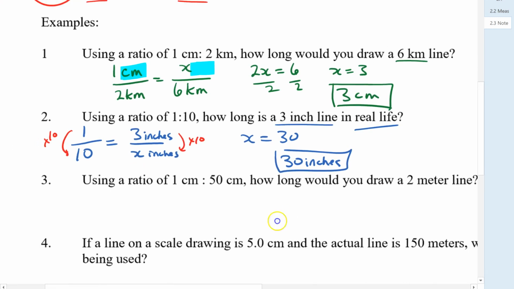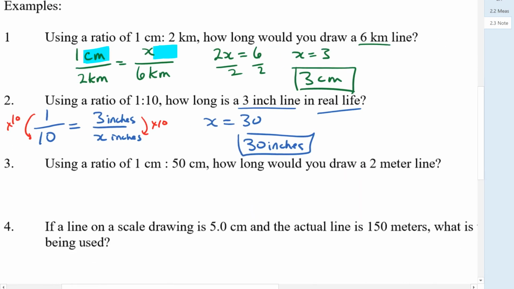Here it says, using a ratio of 1 centimeter to 50 centimeters, how long would you draw a 2-meter line? So I think the 2 meters is the actual line, and then we would figure out what the scale is. Okay, so let's write this out. 1 centimeter to 50 centimeters. The 2 meters is the actual, so that's going to go on the bottom.